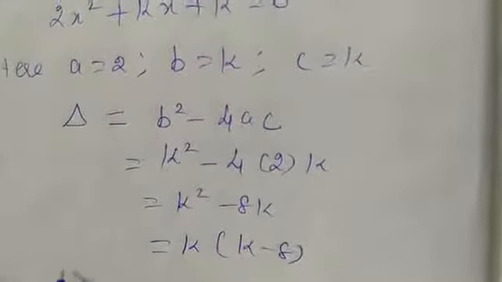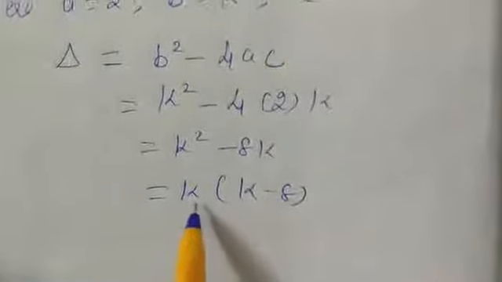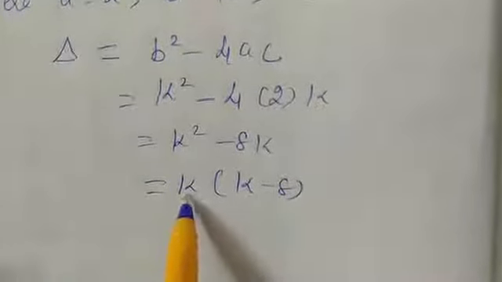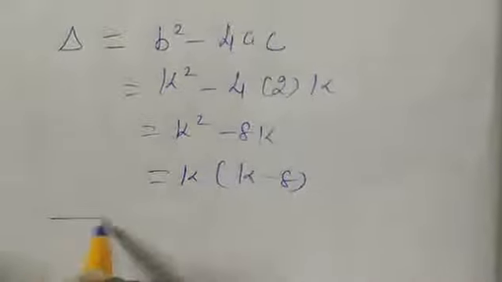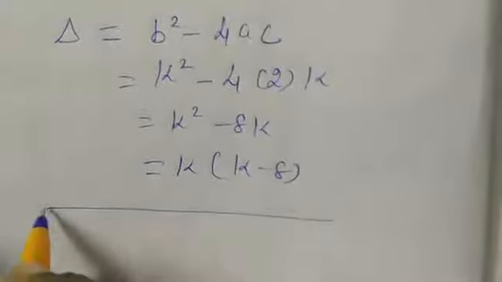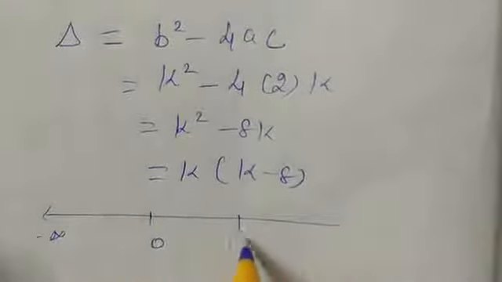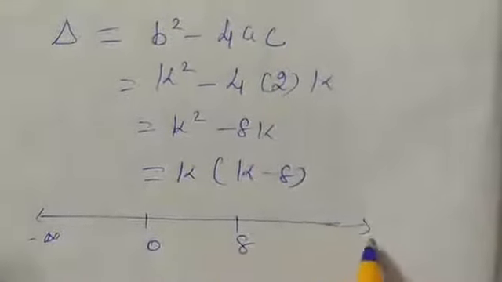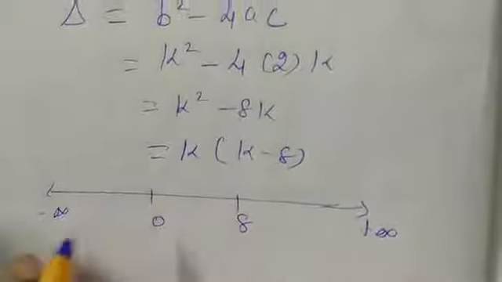Now, we will discuss the nature of the roots. If I equate delta to 0, I will get two values for k. One is k equal to 0, another one is k equal to 8. Now, plot this on the real line. This is minus infinity, this is 0, this is 8 and this is plus infinity. Now, we will discuss the nature of the roots in the real line.